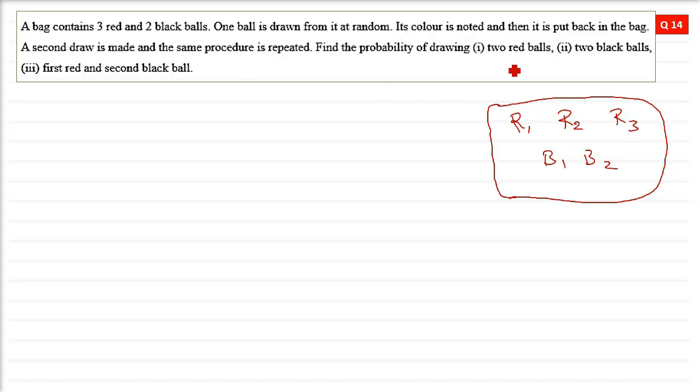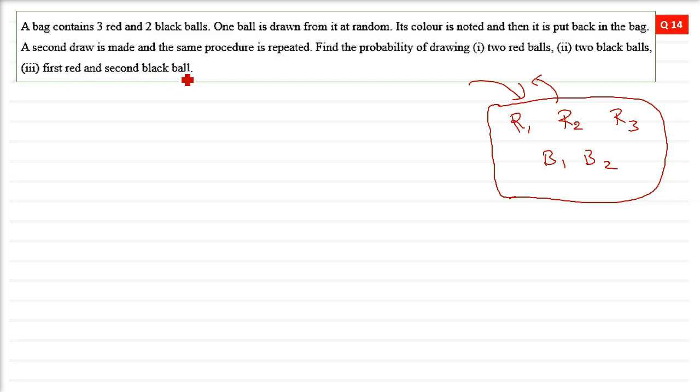The ball is drawn and the color is noted. Then it is put back. That means there is replacement. The second draw is made and the same procedure is repeated. Again, a ball is taken out, the color is noted and it's being put back. Find the probability of drawing 2 red balls, 2 black balls, first red and the second black ball.